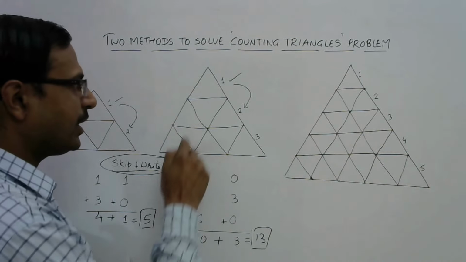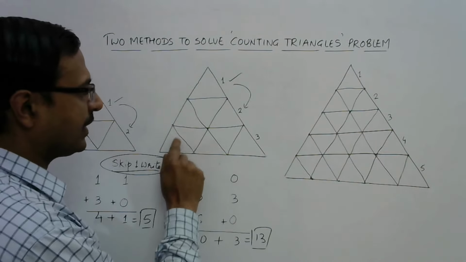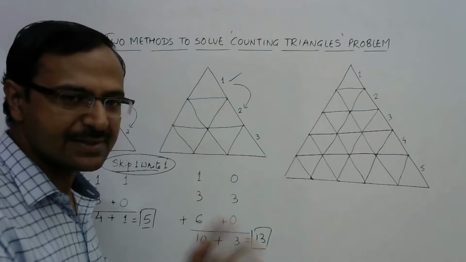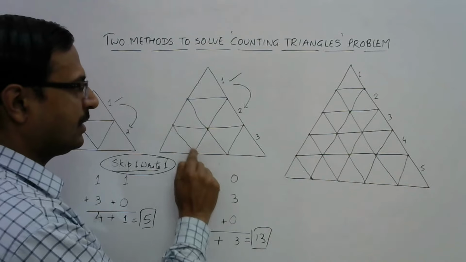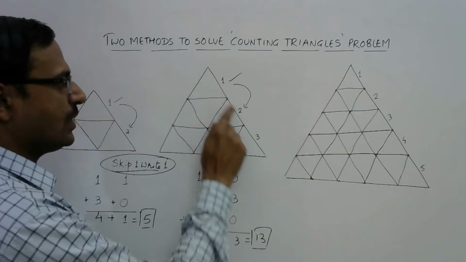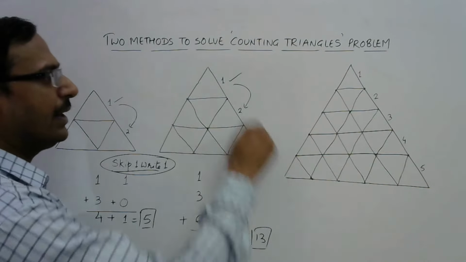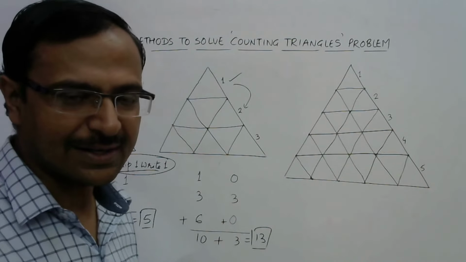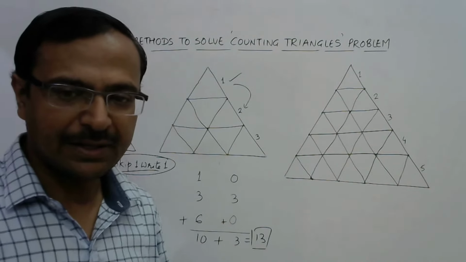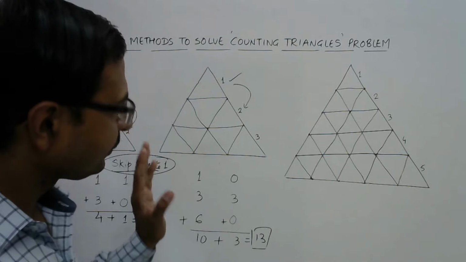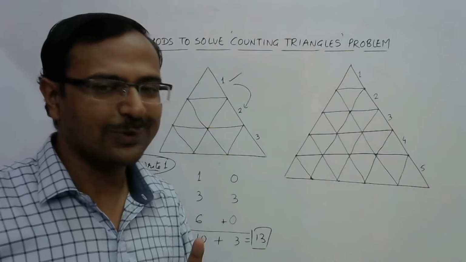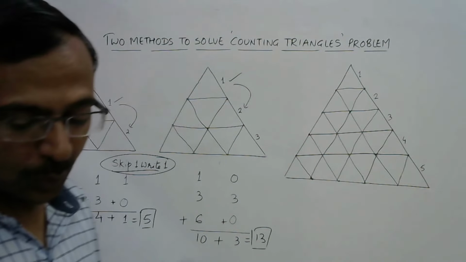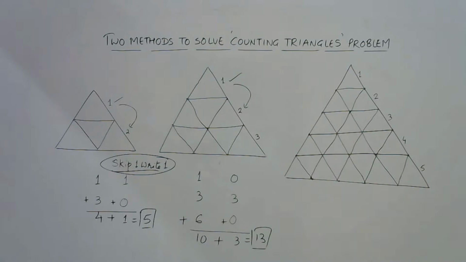Now if you want to count it, you have 1, 2, 3, 4, 5, 6, 7, 8, 9 small triangles, then 10, 11, 12, and the bigger one 13. So there are 13 triangles. So verified by the traditional approach. Now let's apply it here. Again the same method, and now this is going to seem easier than before.